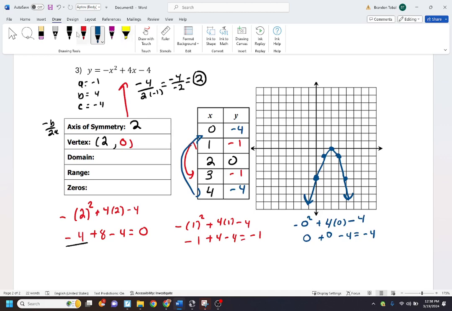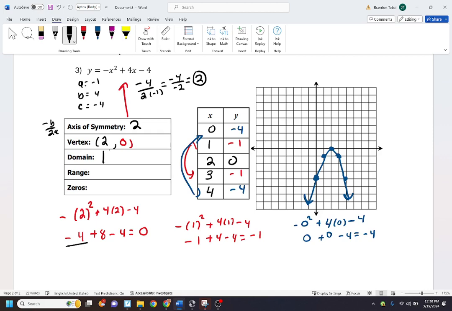The only good thing about leaving is I plugged in the 4 and it didn't come out. 4 squared is 16, 4 times 4 is 16, minus... Oh, you forgot the little negative, that's why. This would be negative 16 because you forgot the little negative from the x squared.